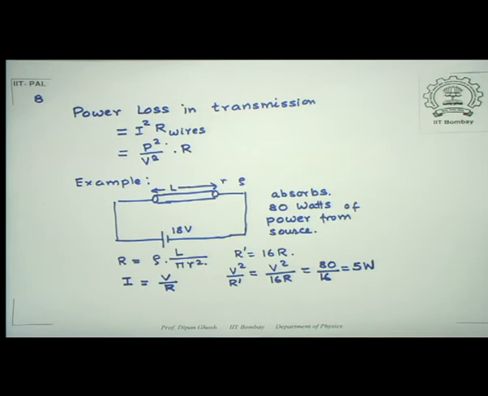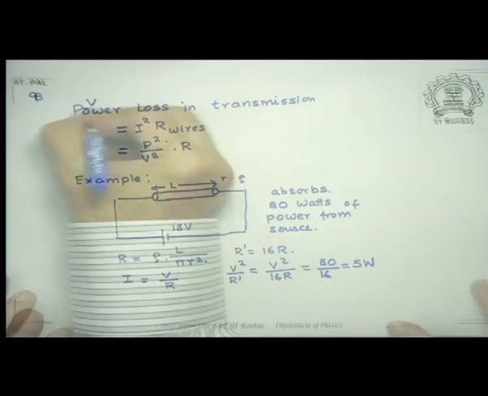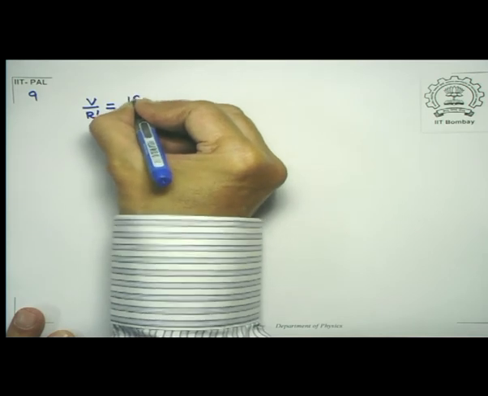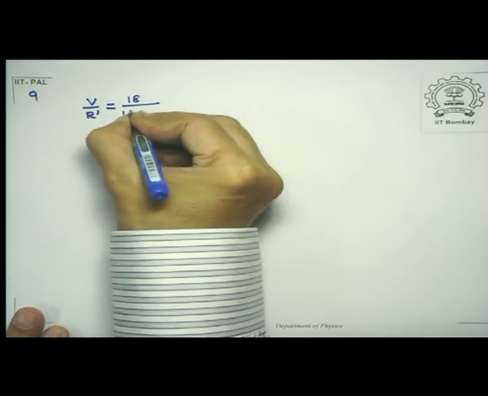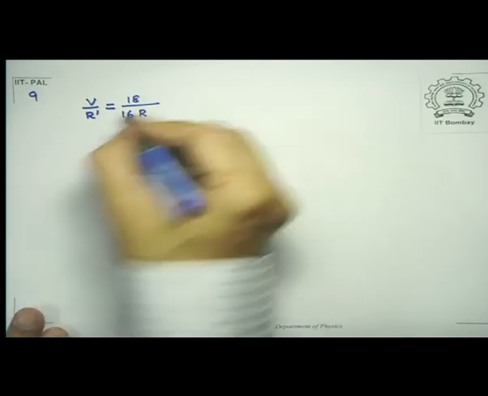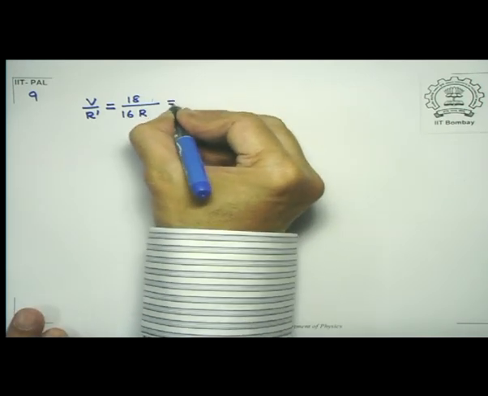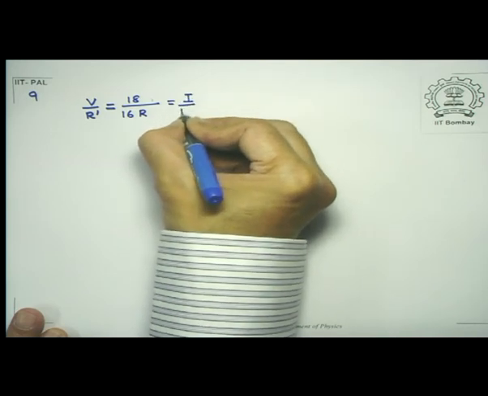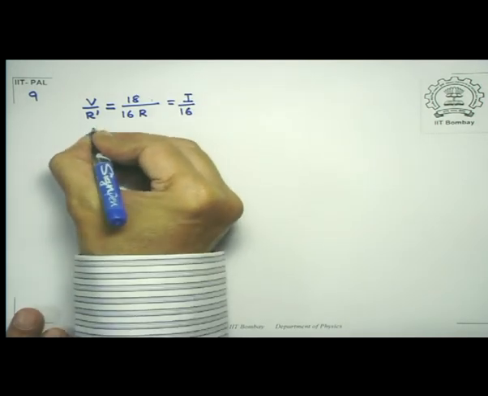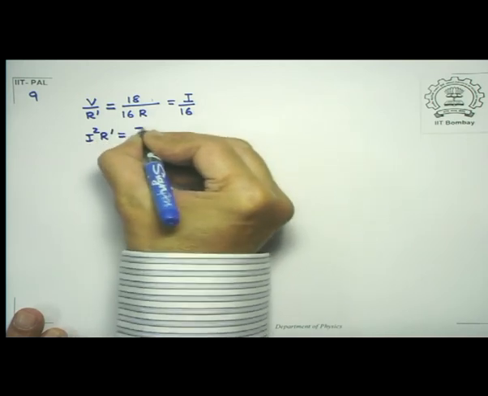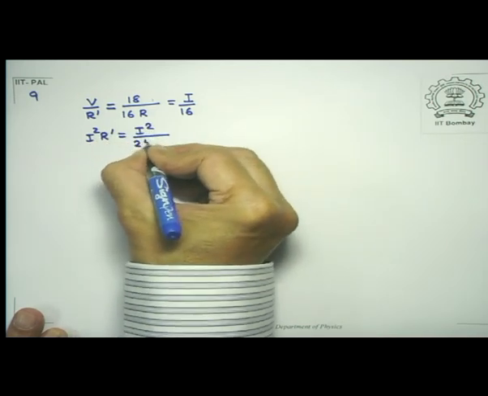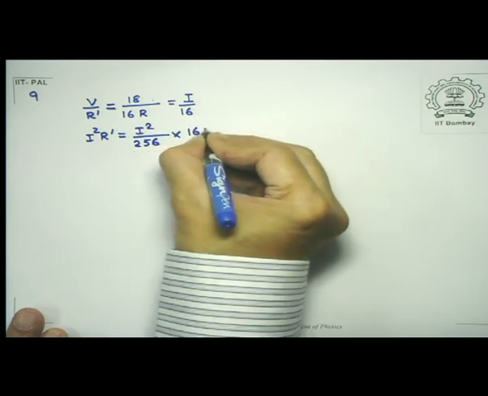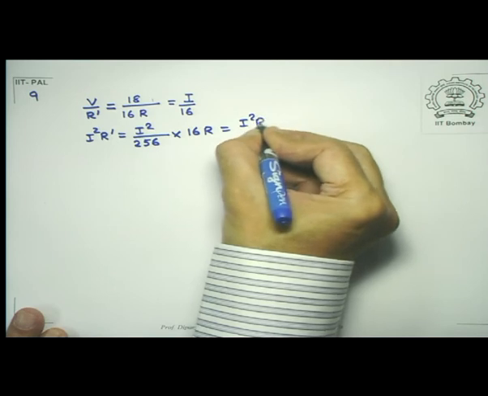Look at the current in this situation. Now, if you look at the current, since the voltage is 18 volts, I have V by R prime, V is 18 divided by 16R, but 18 by R was my original current I, so it is I by 16. So I square R prime, if you want to calculate, is equal to I square by 16 square, which is 256, times R prime, which is 16R. That's equal to I square R by 16 as expected.